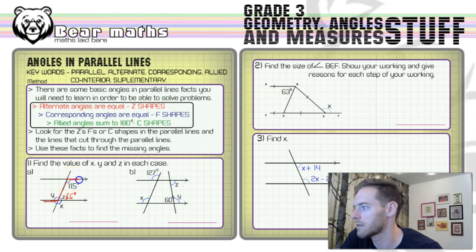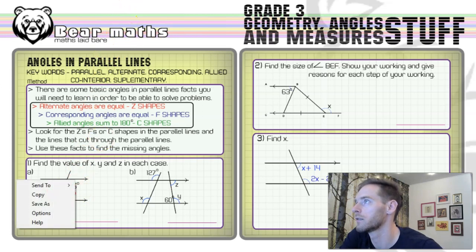Okay, and this parallel line here. So we've got that 115 degrees for Y, because of the angle fact that it makes a Z shape, and they are alternate angles. Okay, if we had to give reasons for our answer, we'd say that Y is alternate, Z is allied or co-interior or supplementary.